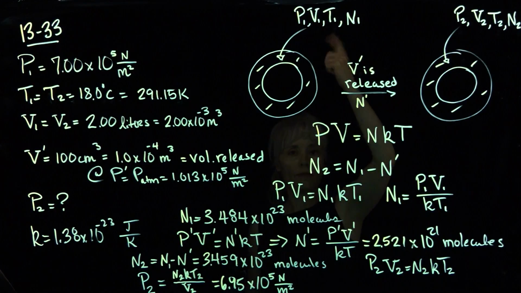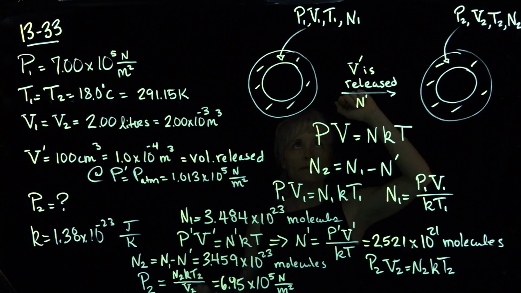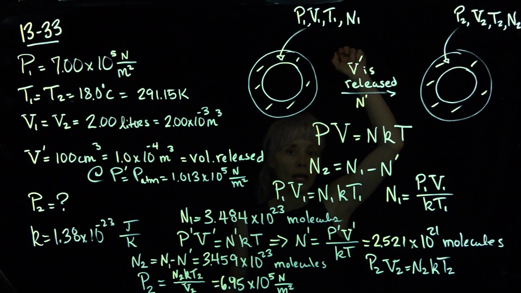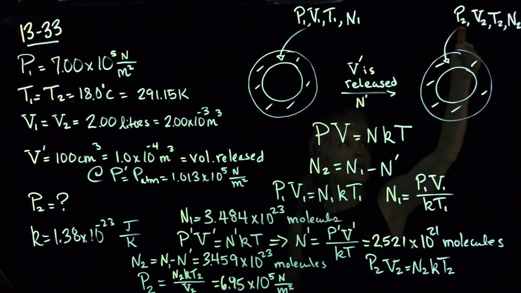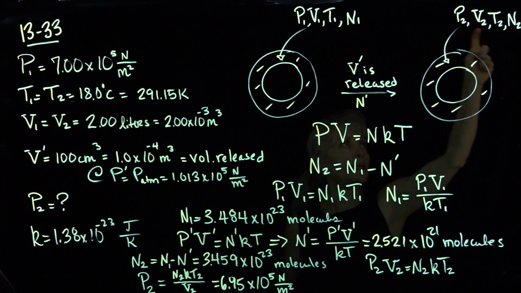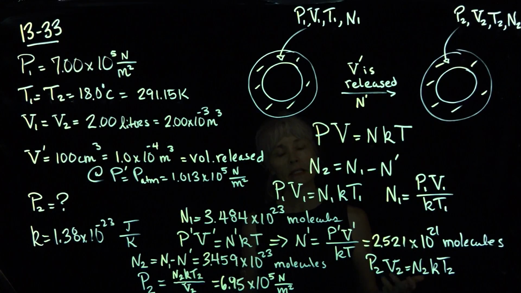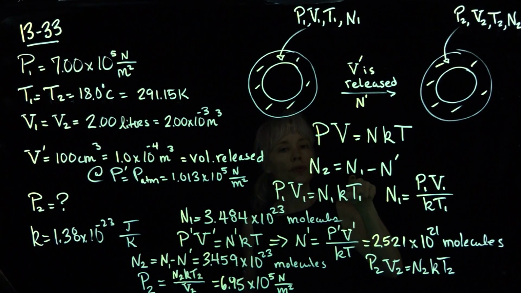Now remember from the problem statement, and also identified over here on the board, that V1 and T1 don't change, so that V1 and V2 are the same, and T1 and T2 are the same. So now the ideal gas law is written right here. It is going to be used to guide us. We know that the new number of molecules N2 that are in the tire is equal to the old number of molecules N1 minus the number of molecules that were released.